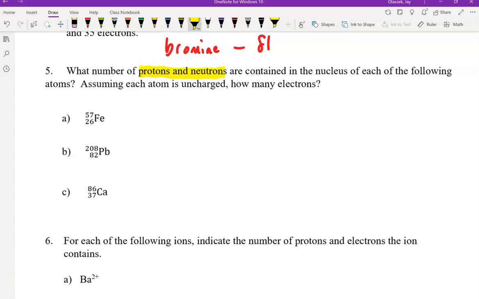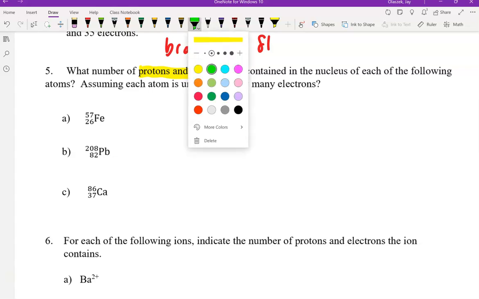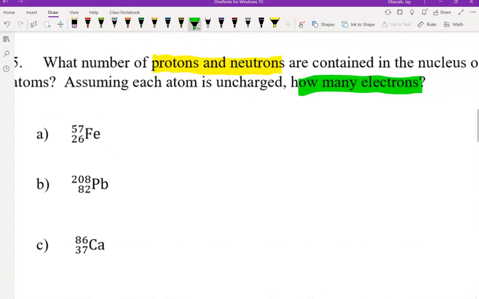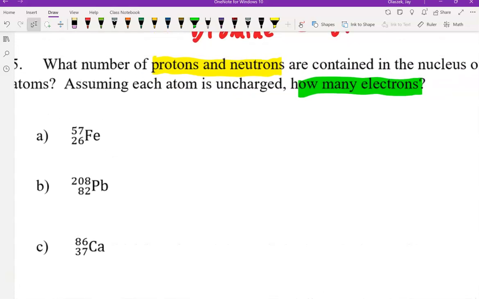nucleus. And it's also asking if each of these elements is uncharged, how many electrons are there. That's what we call an ion if the element is charged, but these are not. That tells us that because these are uncharged, their numbers of electrons and protons must be equal. So this particular sample has an atomic number of 26. That means it has to have 26 protons.